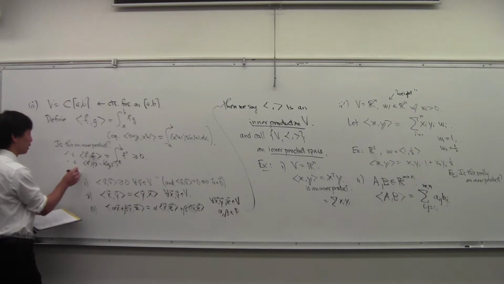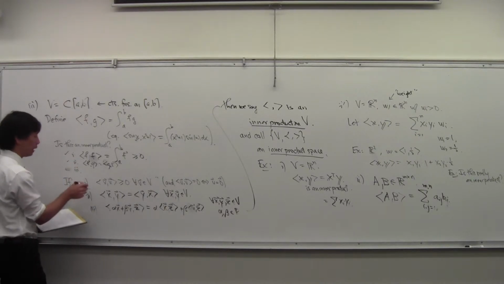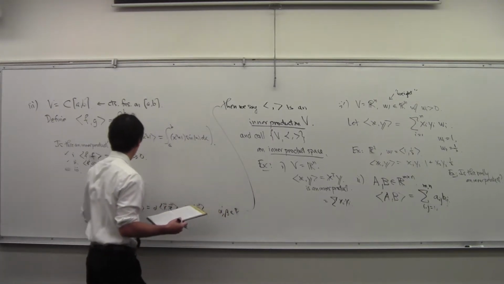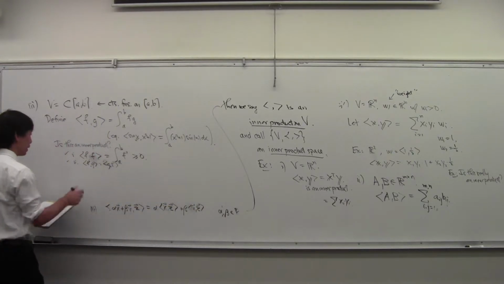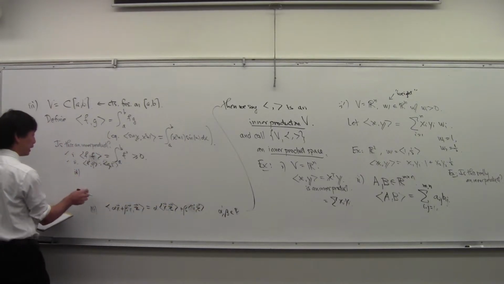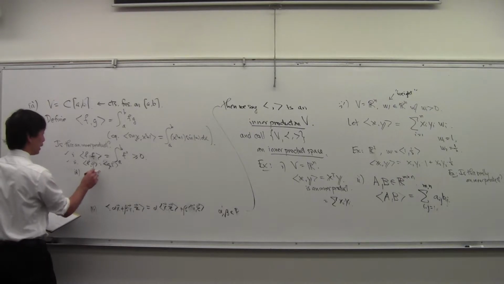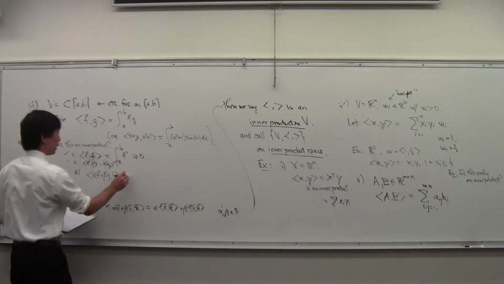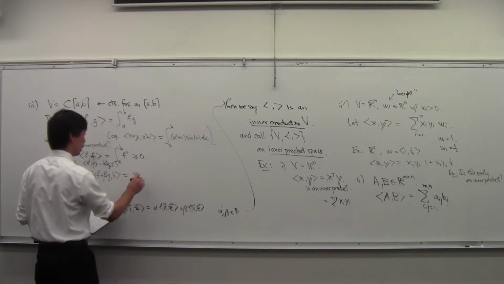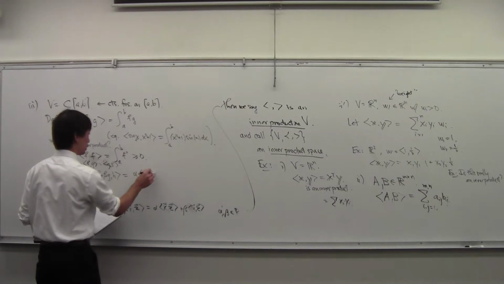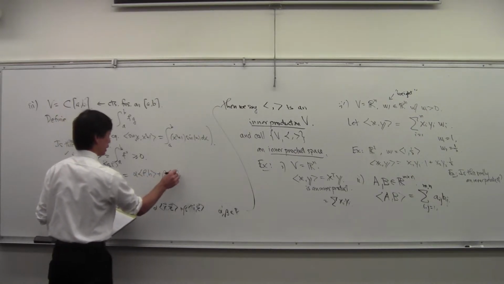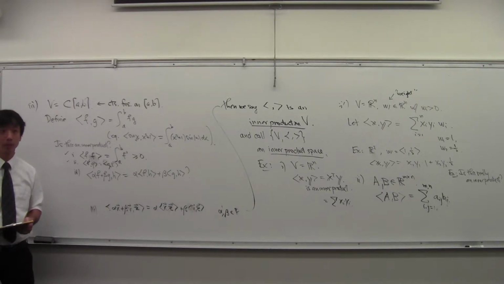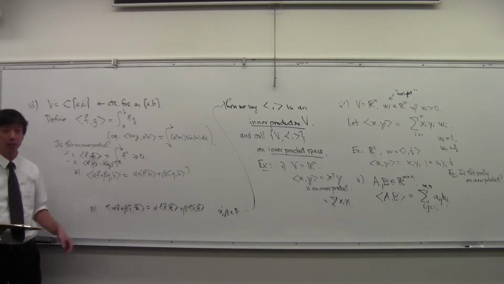Number 3, is it true that if I take the dot product of alpha f plus beta g against some function h, I get alpha times the product of f and h plus beta times the product of g and h? Think about it for 1 minute and then tell me.